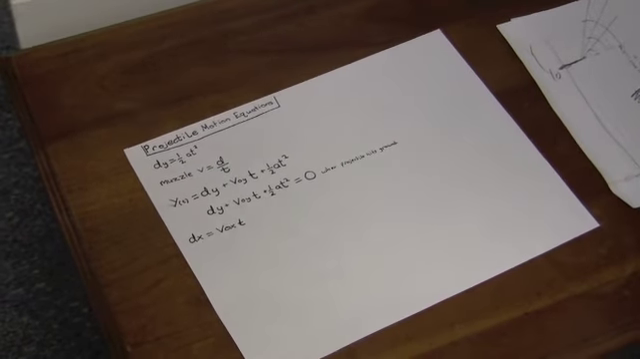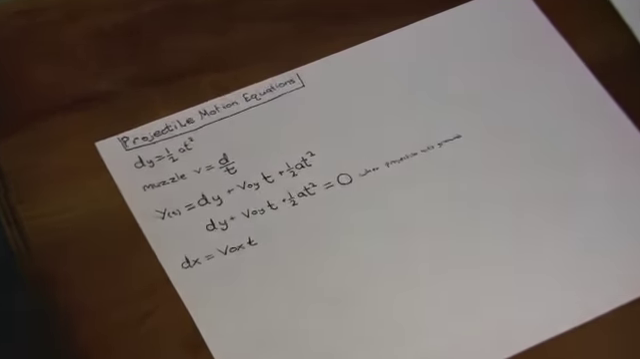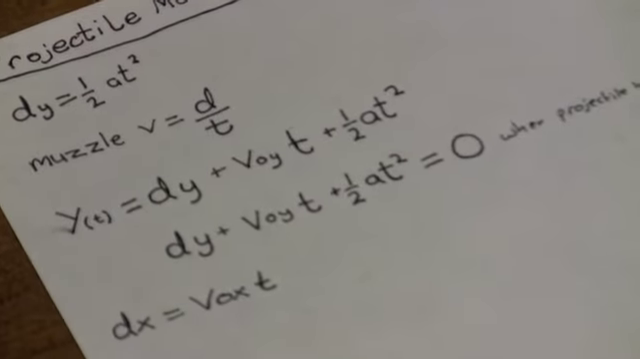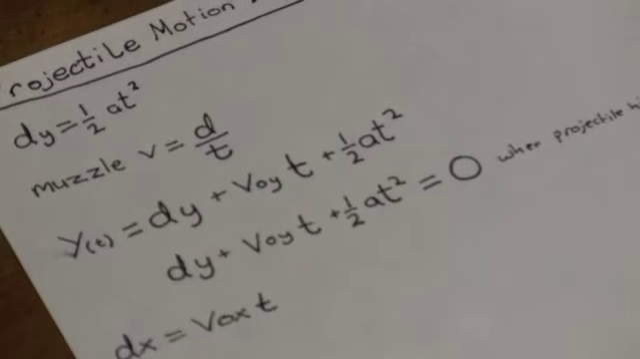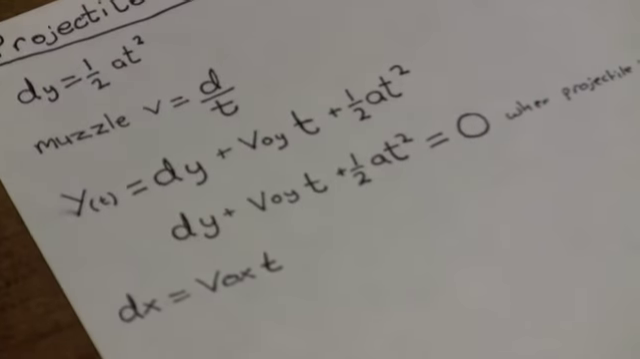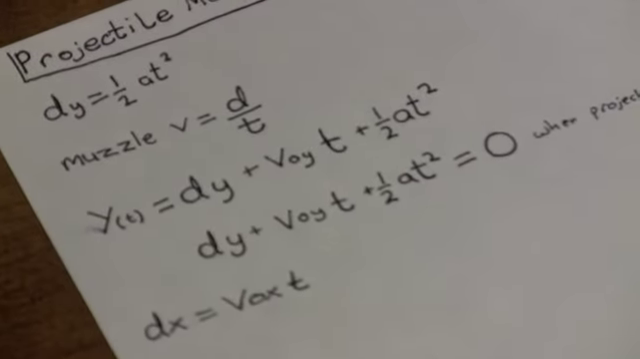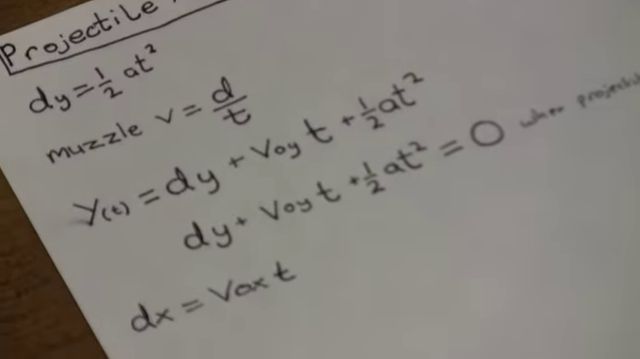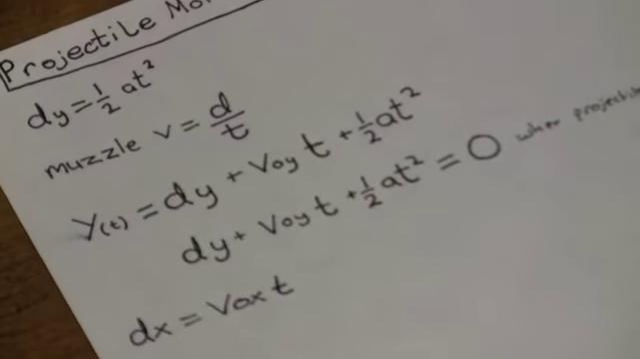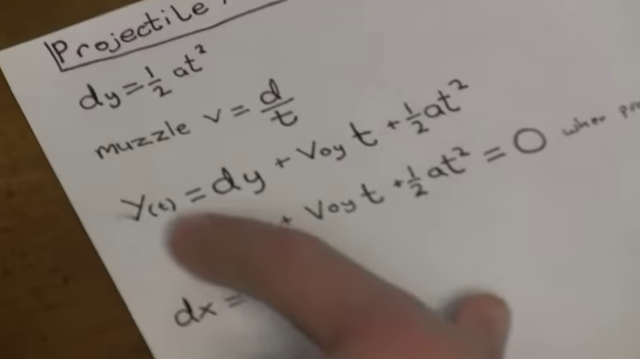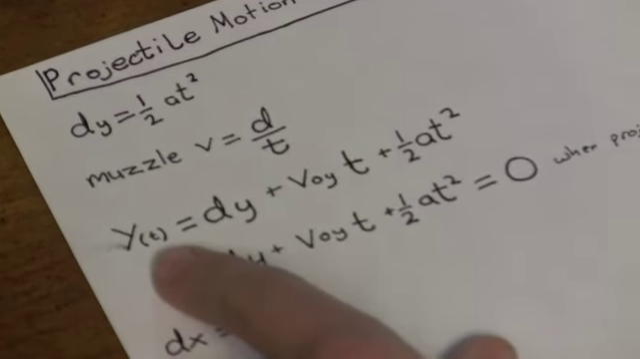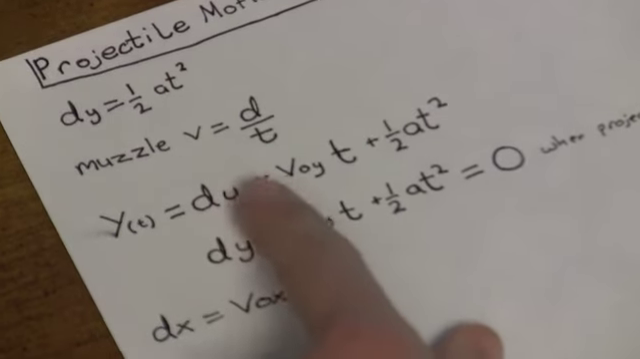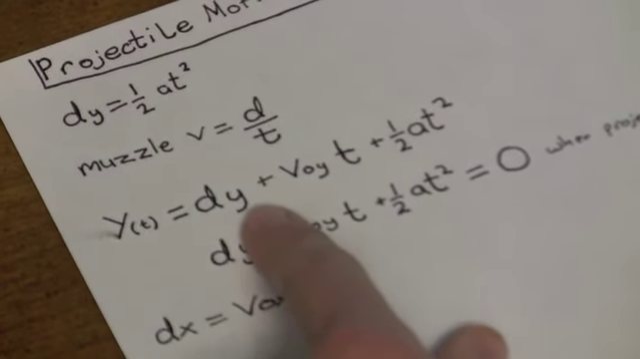This next equation, y of t equals dy plus v naught y times time plus 1/2 at squared, helps us figure out the time that the projectile is in the air when launched at an angle and landing at a distance different from the point it was launched. Yt gives us the height of the projectile at any point in time. dy is the initial height that the projectile is launched.